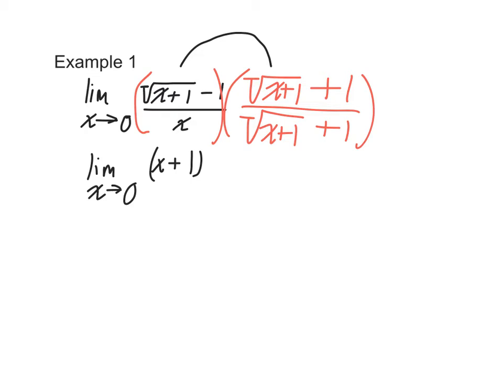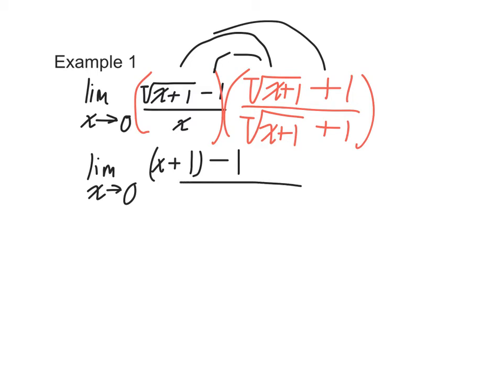Just like mentioning before, the outsides and the insides should cancel each other out, and they do. The square root of x plus 1 and minus the square root of x plus 1 are going to go away, so I'm not even going to write them on there. The last terms, negative 1 times positive 1, will just be a negative 1.